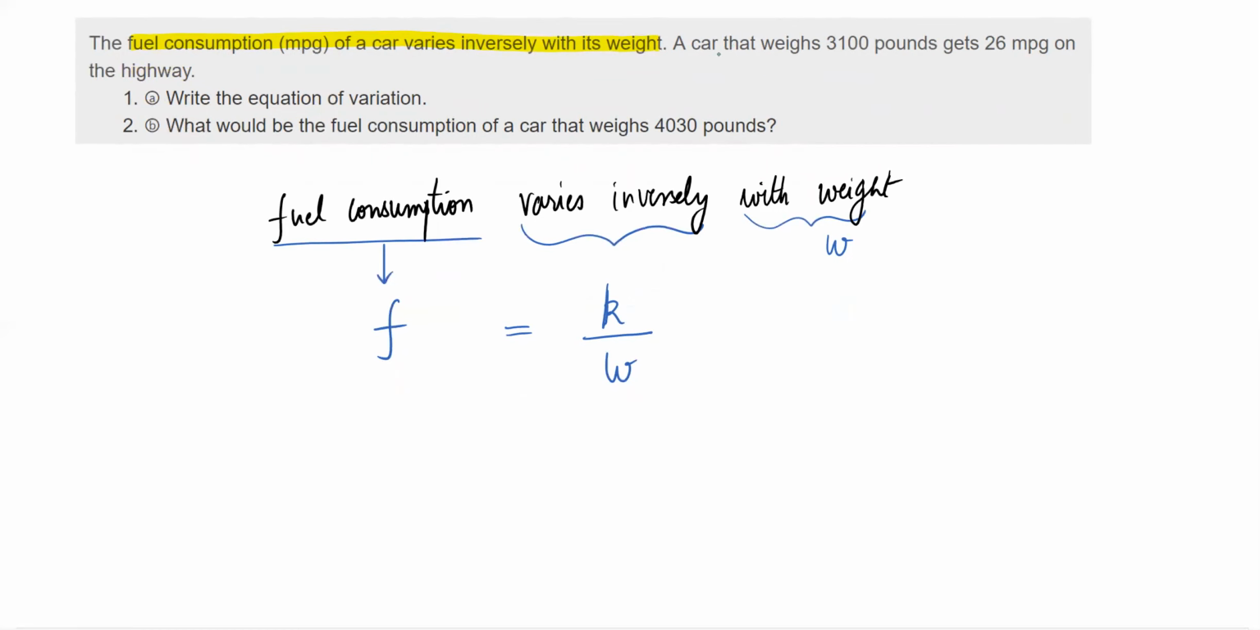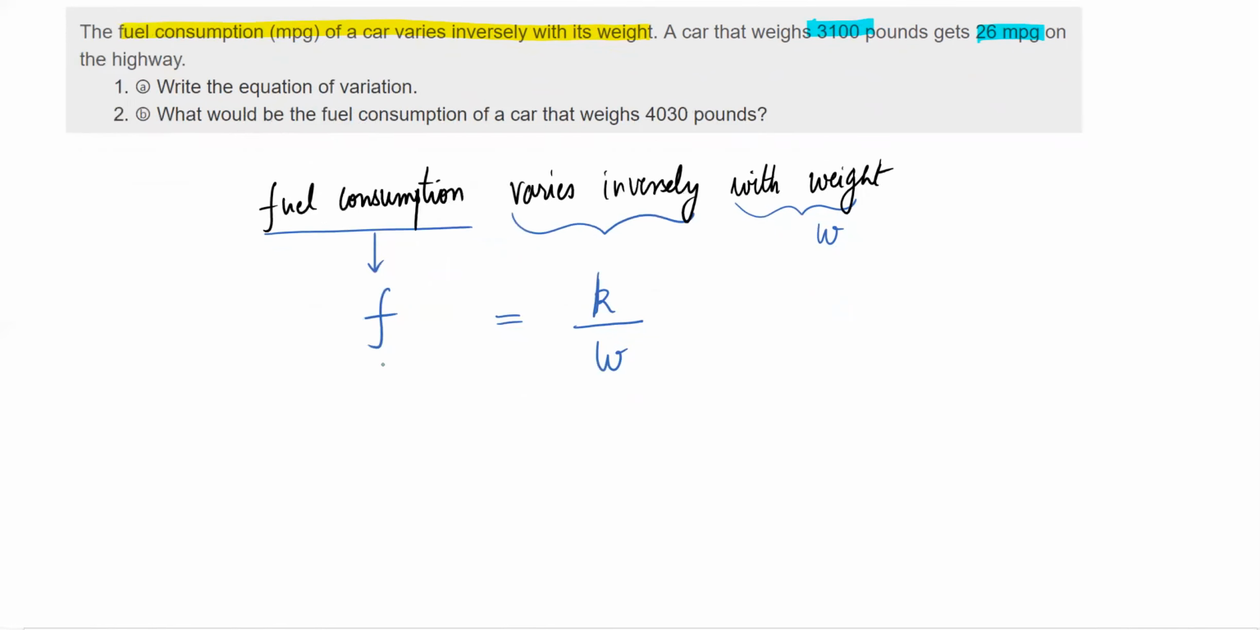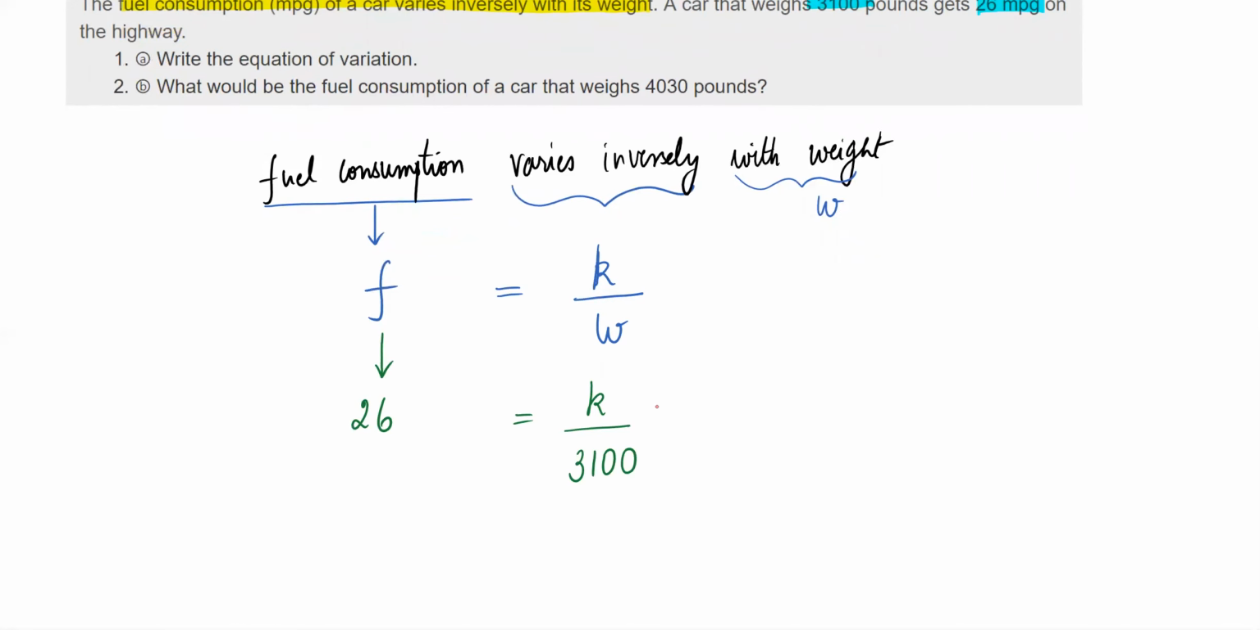And then they gave us that extra information. You remember we said the extra information is usually to help us find the K. So when F, the fuel consumption, which is measured in mpg. They're saying the car that weighs 3,100 pounds gets 26 miles per gallon. So F is the miles per gallon, fuel consumption. So please position them correctly. That is 26. Don't put the first one that you see there as the first one here. Don't put the 3,100 there. So K over W is the weight. Weight is 3,100.